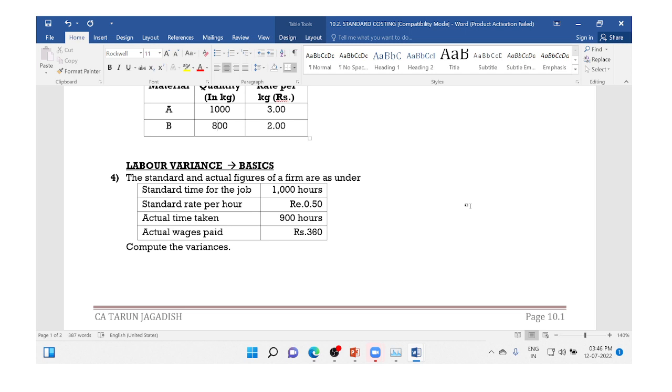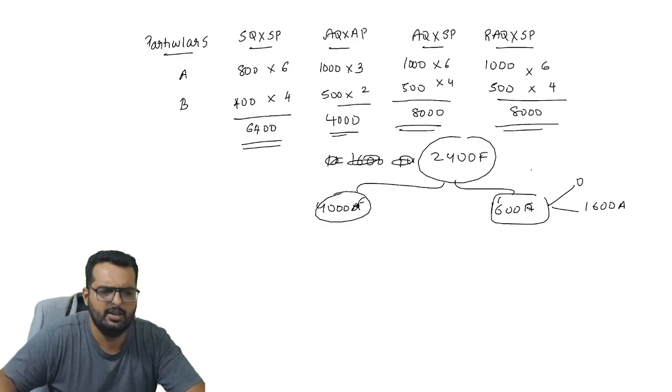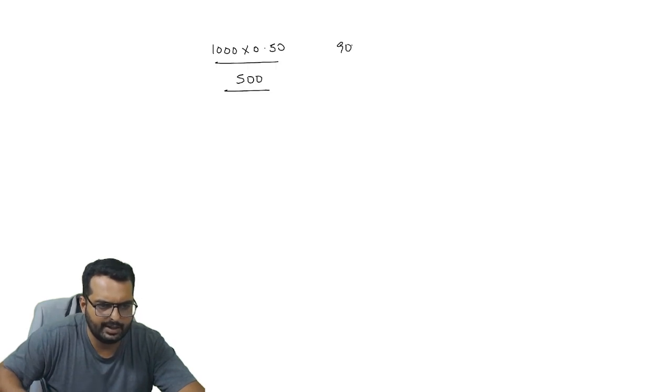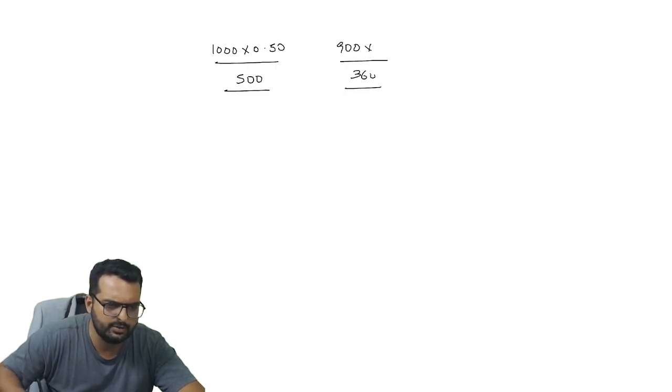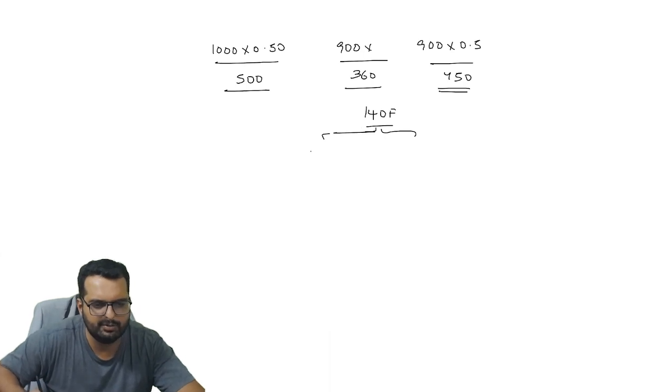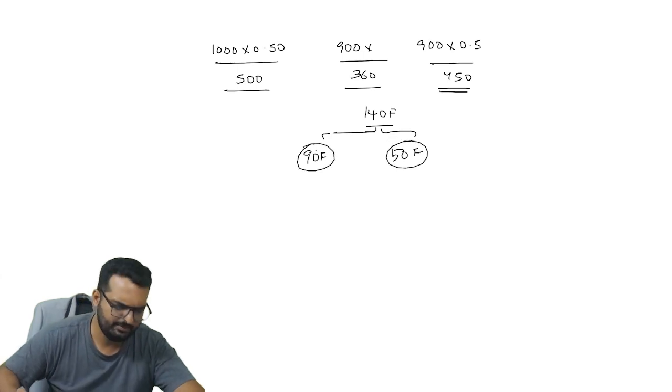Are you all getting the answer as 140, 90 and 50? This one is very, very simple, friends. I'll quickly do it. You will have 1000 into 0.5, that is 500. 900 into something, that is giving you 360. 900 into 0.5 will give you 450. You will get 140 favorable, and then you have 90 favorable, and 50 favorable. All right.